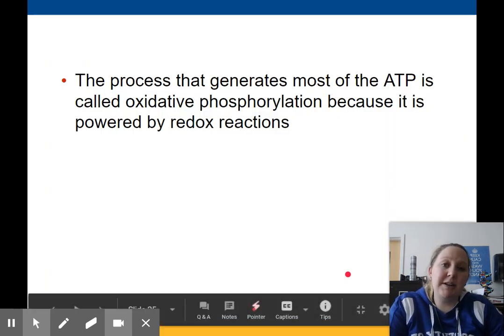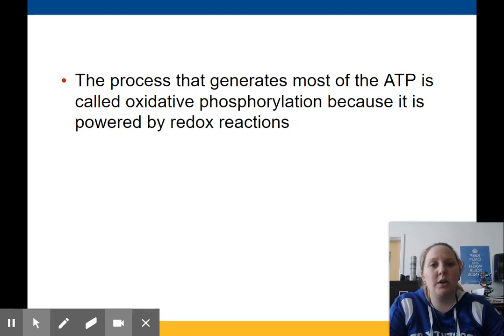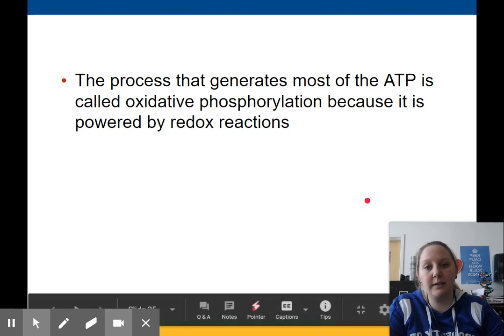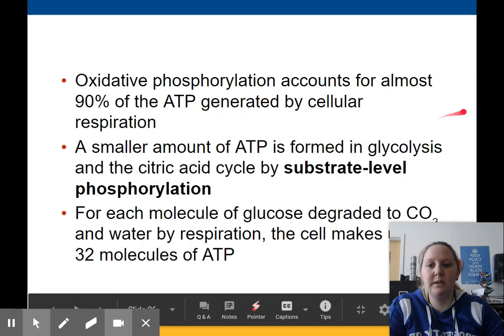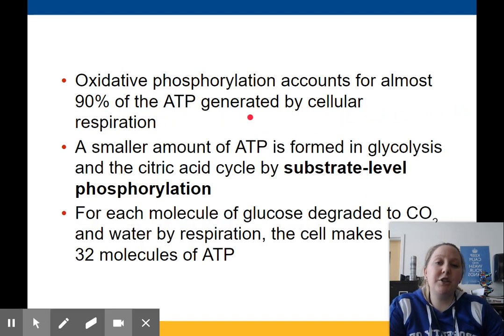The process that generates the most amount of ATP is that oxidative phosphorylation or electron transport chain step, because it is powered by the redox reactions. Glycolysis and the citric acid cycle will each create a few molecules of ATP, but it's not enough to really give our cells the amount of work that they need. 90% of the ATP generated in cellular respiration comes from oxidative phosphorylation.